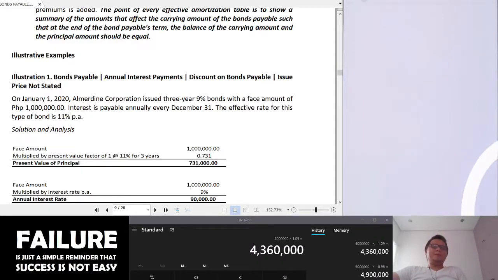Because the issue price is equivalent to the fair value or present value on the date of issue. So the issue price, if it is not stated, can be computed as the present value of the bonds on the date of issue.